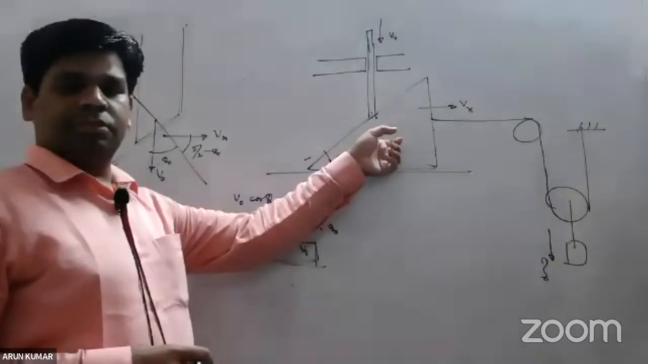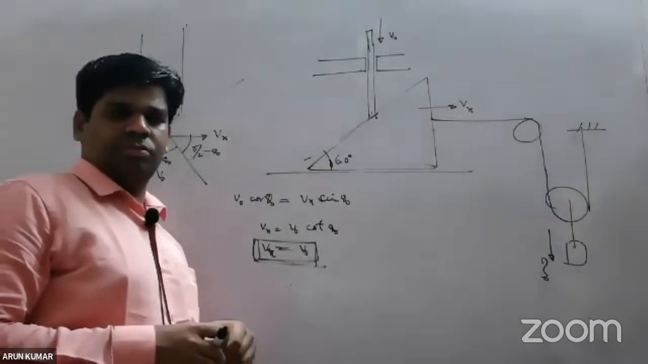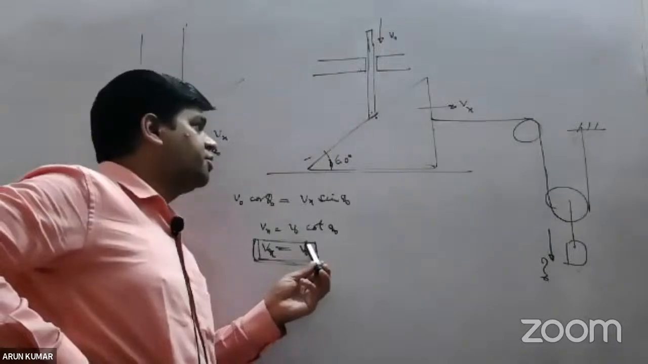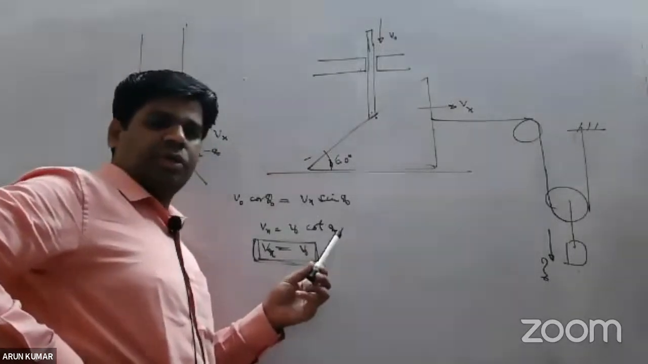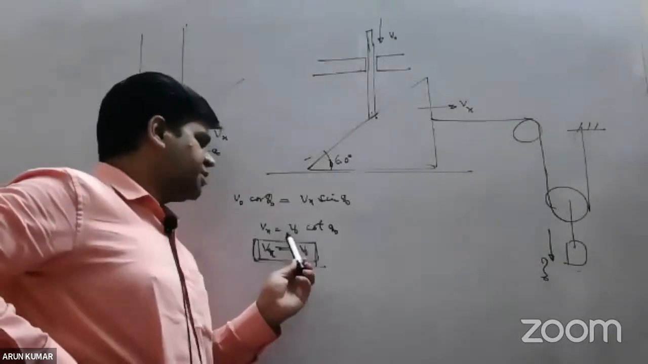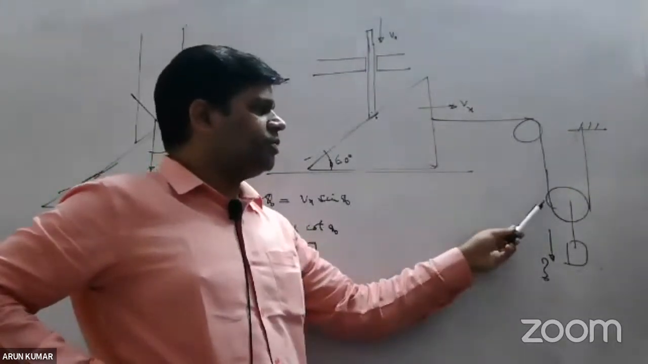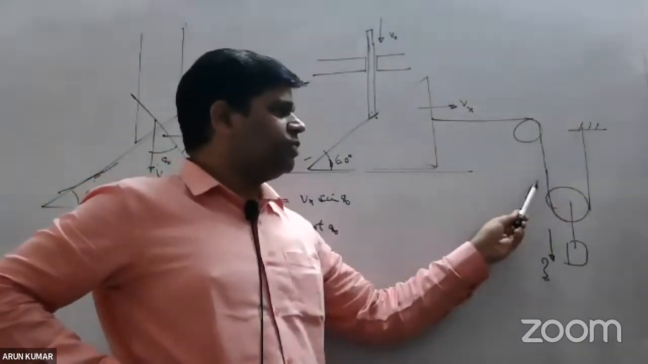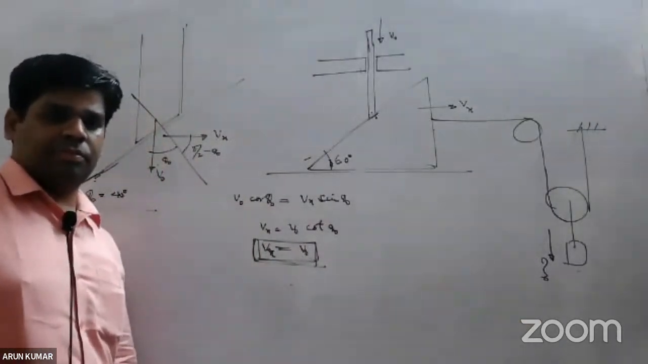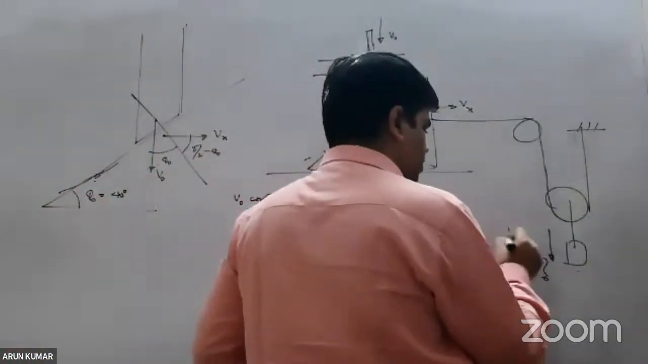Mani, what is the velocity of the wedge? Cot 60, na? V naught cot 60, which is 1 by root 3, sir. Right. So Vx is V naught by root 3. So this is V naught by root 3 plus V naught by root 3, divided by 2. So V naught by 2 root 3. Yes, sir. Right? So V naught by 2 root 3 is the right answer. That's what you said? Yeah, sir.